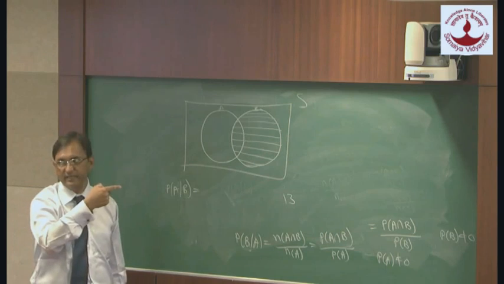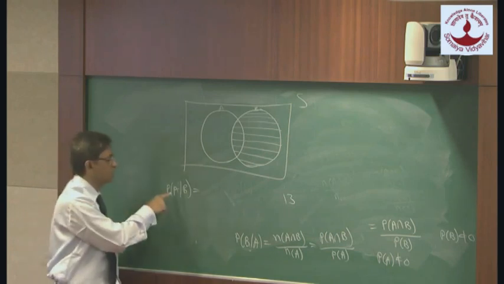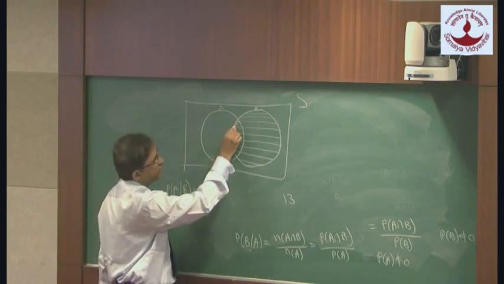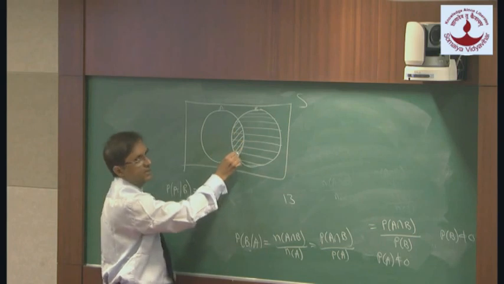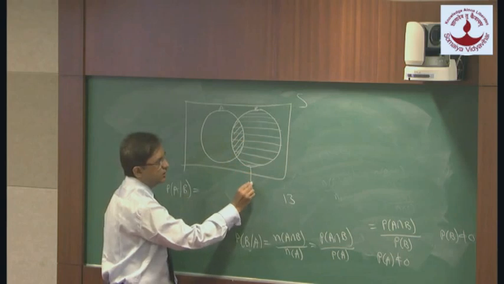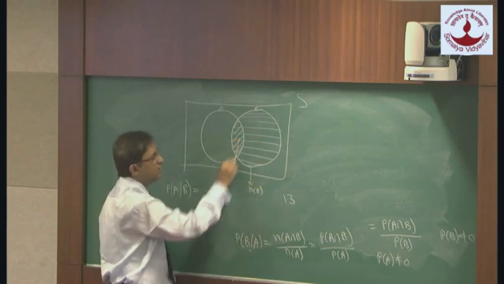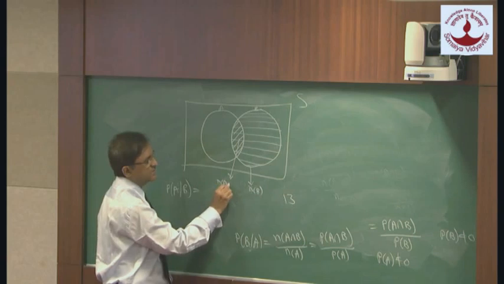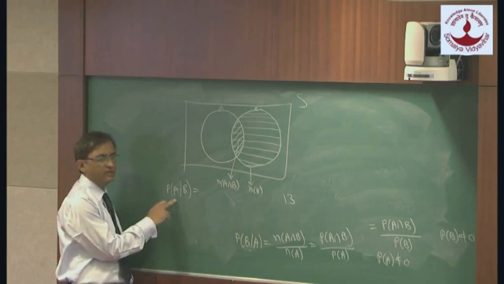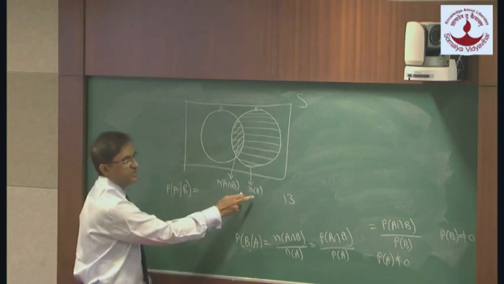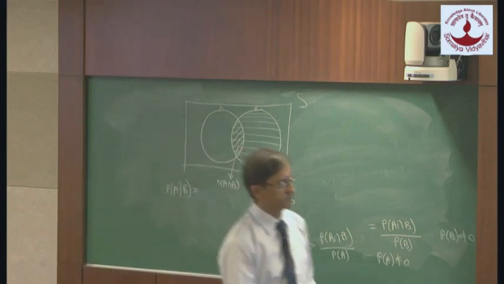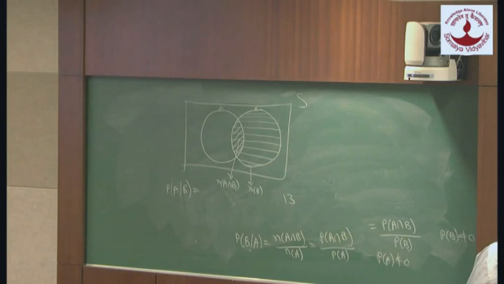Now in this event B, we want the occurrence of the event A. So event A occurs only in this portion. So out of so many sample points, that is out of n(B) sample points, only n(A intersection B) sample points are favorable for the occurrence, and therefore the conditional probability of A given B is n(A intersection B) upon n(B). This is the simplest proof. Is that okay?